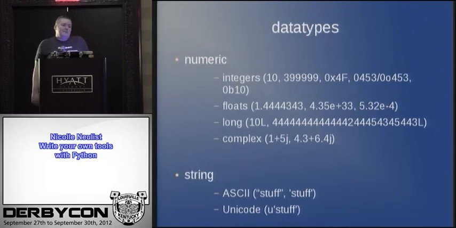It has all the data types that you'd expect from a computer language: integers, floats, long, complex. It uses J instead of little I for complex, but they work the same way as you may remember from high school algebra class. Don't know how much I remember from high school algebra class, but I sort of remember that. Strings are by default ASCII. It doesn't matter whether you have single quotes or double quotes around them, they're still ASCII strings.